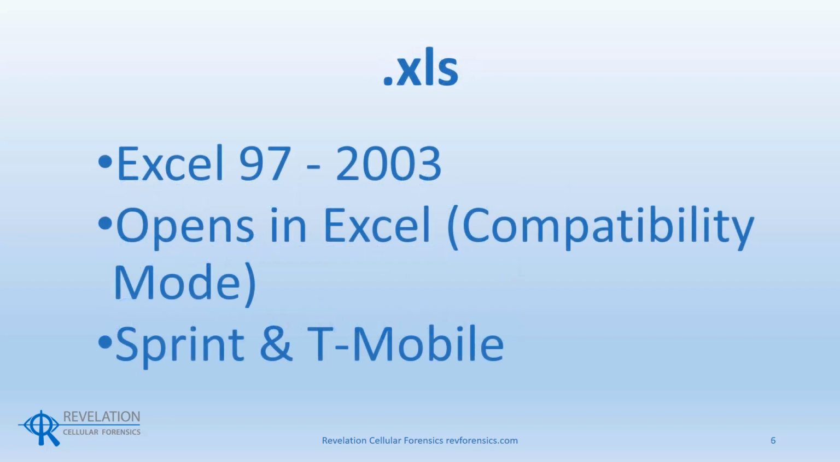XLS. XLS is the Excel 97 file type and is for Microsoft Excel versions 97 through 2003. This file type will open in more recent versions of Excel in compatibility mode with limited functionality. In compatibility mode, Excel limits the number of rows and columns that it will parse. Phone records typically contain many more rows and columns than Excel will parse in XLS files.